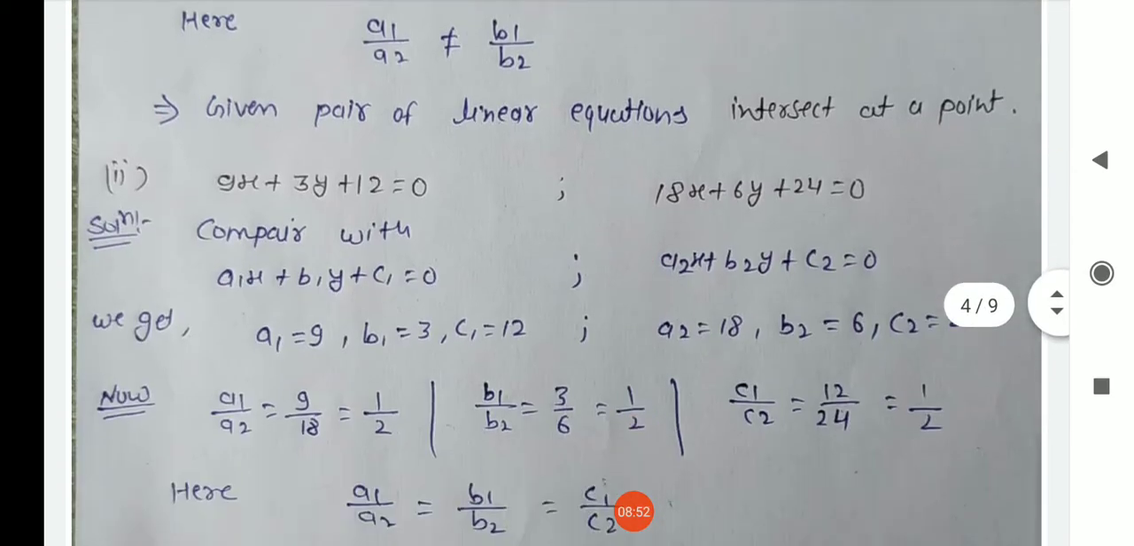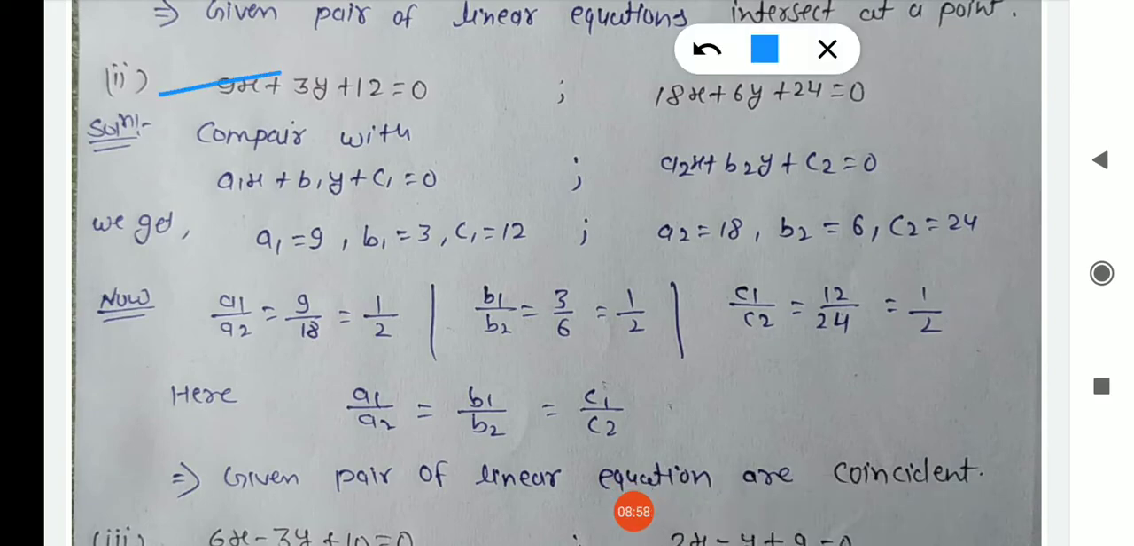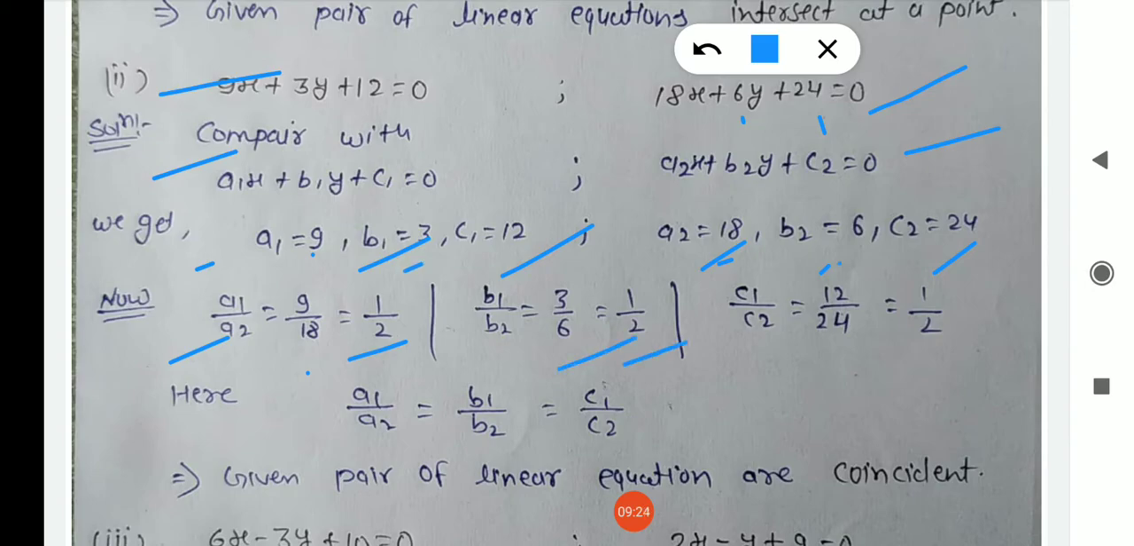Now similarly, question number second is 9x + 3y + 12 = 0 and 18x + 6y + 24 = 0. Again we compare this with the general equation. So we get a1 = 9, b1 = 3 and c1 = 12. a2 = 18, b2 = 6 and c2 = 24. Now we find a1/a2. a1/a2 is 9/18. So we cancel out, we get 1/2. b1/b2 is 3/6. We again cancel out, so we get 1/2. And c1/c2 is 12/24. So we again get 1/2.